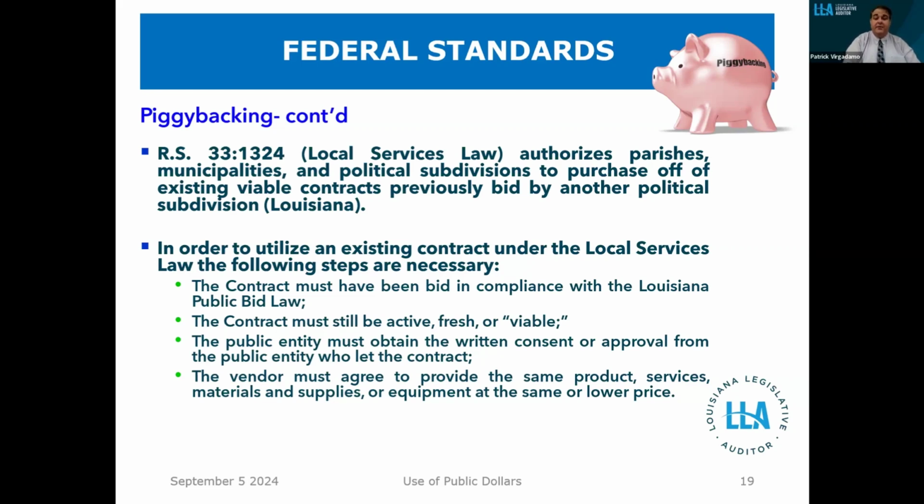The contract has to have been bid in compliance with the public bid law, so that is similar. It still has to be active, fresh, or viable. This is different than the statutory method, which just needed to be within a year of the bid opening. And what the AG has said about being viable is, if the entity who originally bid out a contract selected somebody, and got the item that they bid out for, that contract's done. It's no longer viable. If they haven't accepted delivery, or if it's a requirements contract where it continues in effect for a certain period of time, then it's still considered viable and you can use that contract.